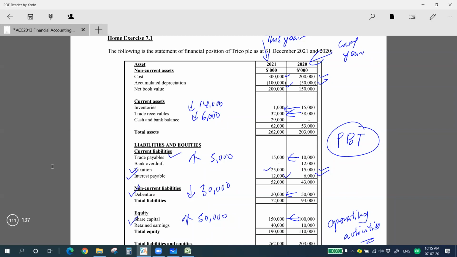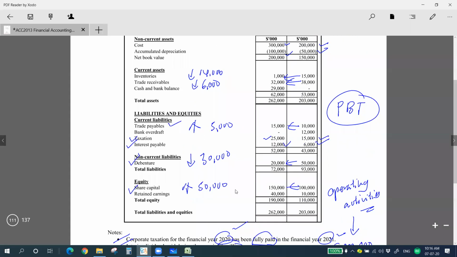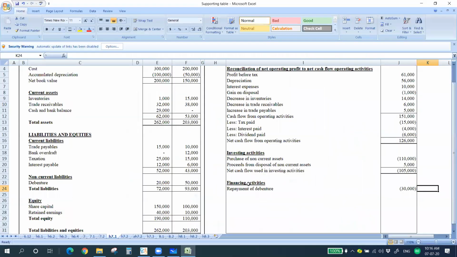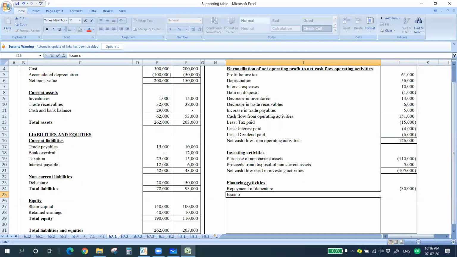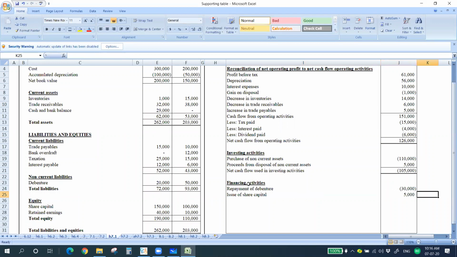Yes, the correct term to use is issue of share. The company issues their share to the shareholder so they can receive money from the shareholder. The term that we use is issue of share. So from the issuance of share, how much do we receive? We receive 50,000. So issue of share capital, we get 50,000.